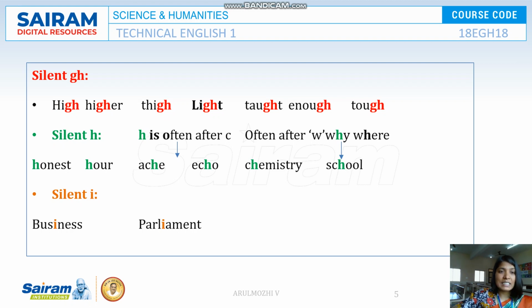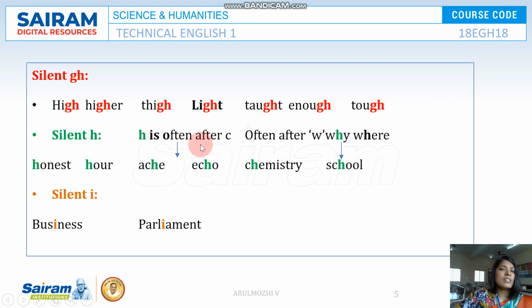The next one is silent GH, as in high, higher, thigh, and light, thought, enough, tough. We don't pronounce GH. Rather, we use another sound. And the next one is silent H.